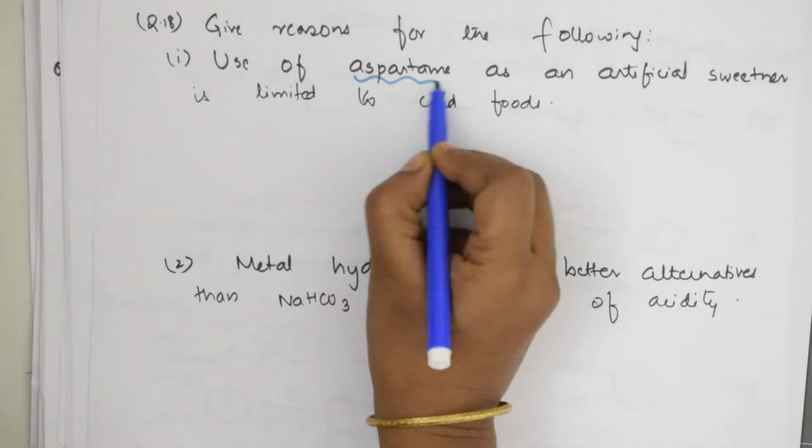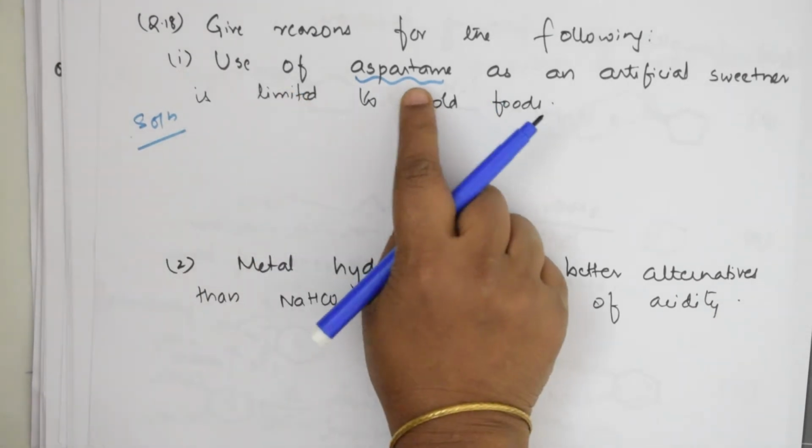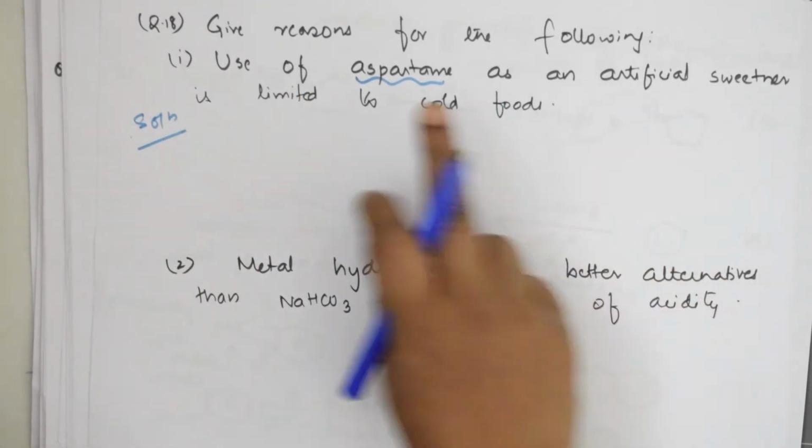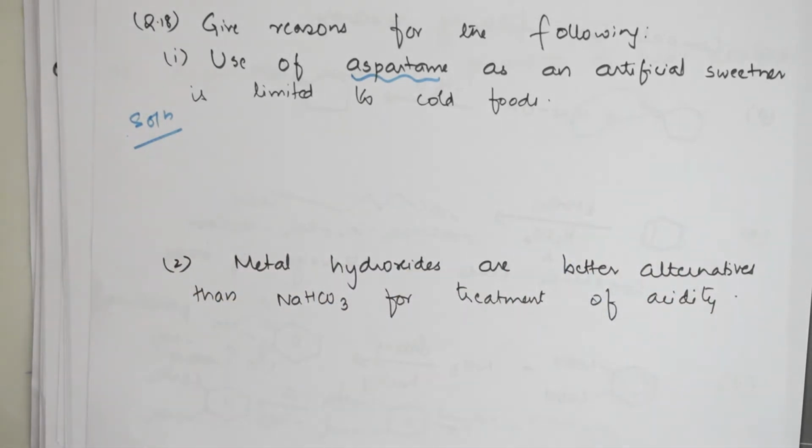Aspartame. What is the speciality of aspartame? See here. They said use of aspartame. That means aspartame is used in artificial sweeteners, and it is limited to cold foods only. I can't use it in hot foods. What will happen when I use it in hot foods? That is the question.